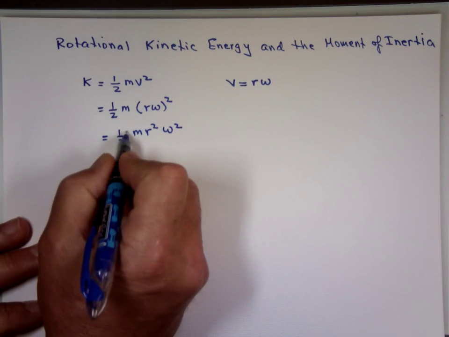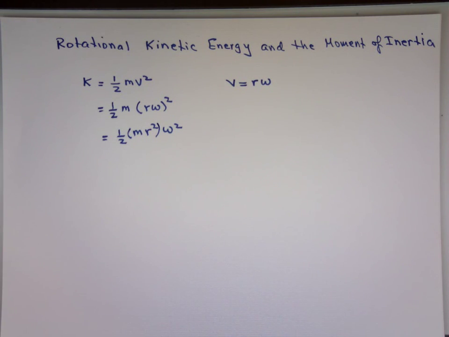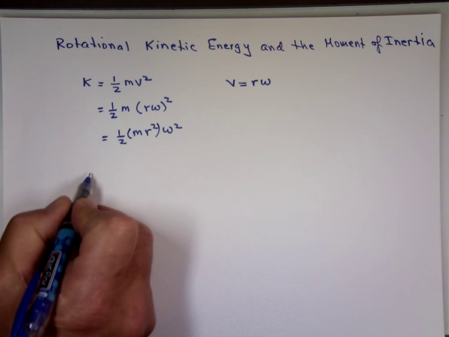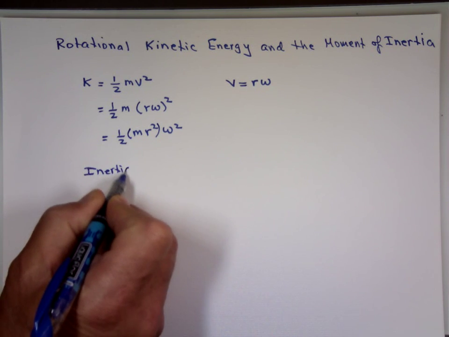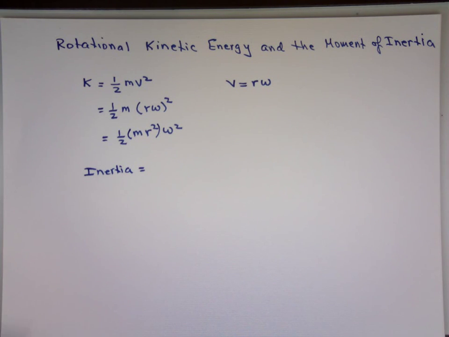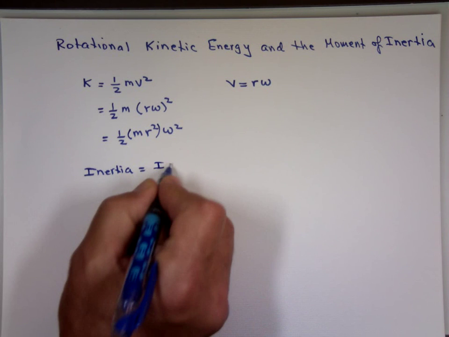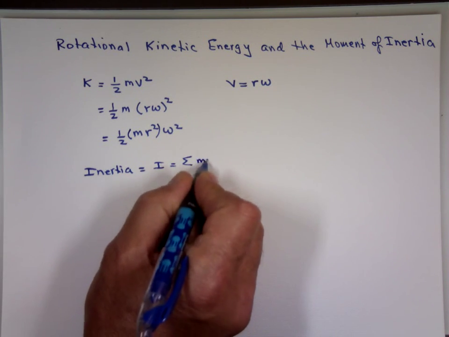I'm going to take m r squared and talk about something called inertia. Inertia is really based on what the object is made of, like the mass of it. What is it made of? The inertia is defined as the summation of m times r squared.